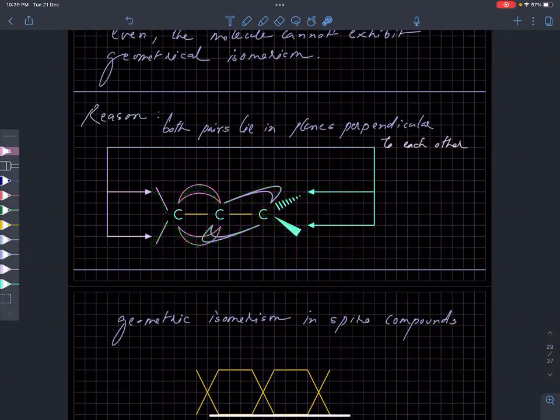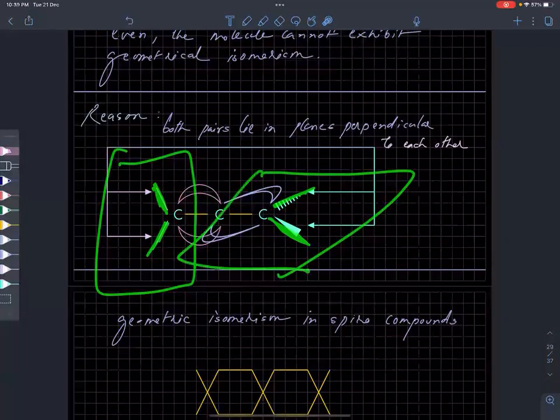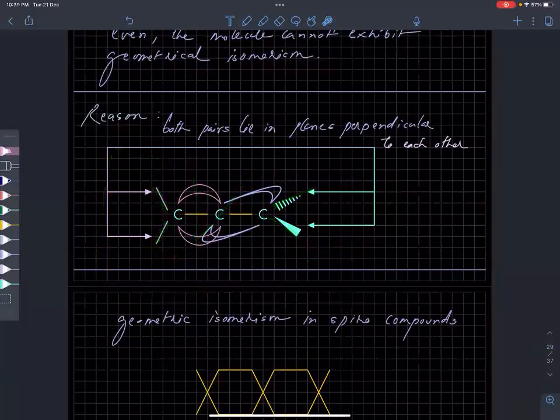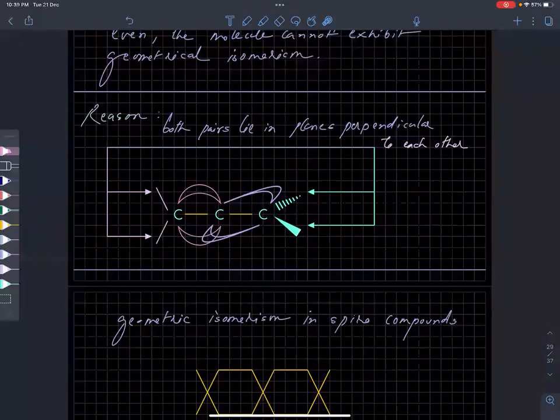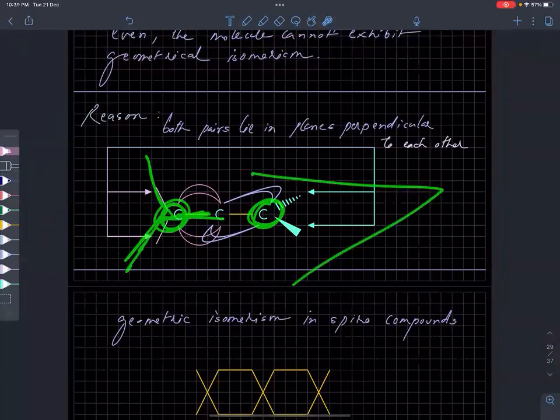Clear? Now, when these two bonds are at top and bottom and these two are at front and back, this is in this plane, this is in this plane. Clear? So these cannot show trigonal planar geometry. No, no, no. Which one? This is trigonal planar. But this is in this plane. This is in this plane.